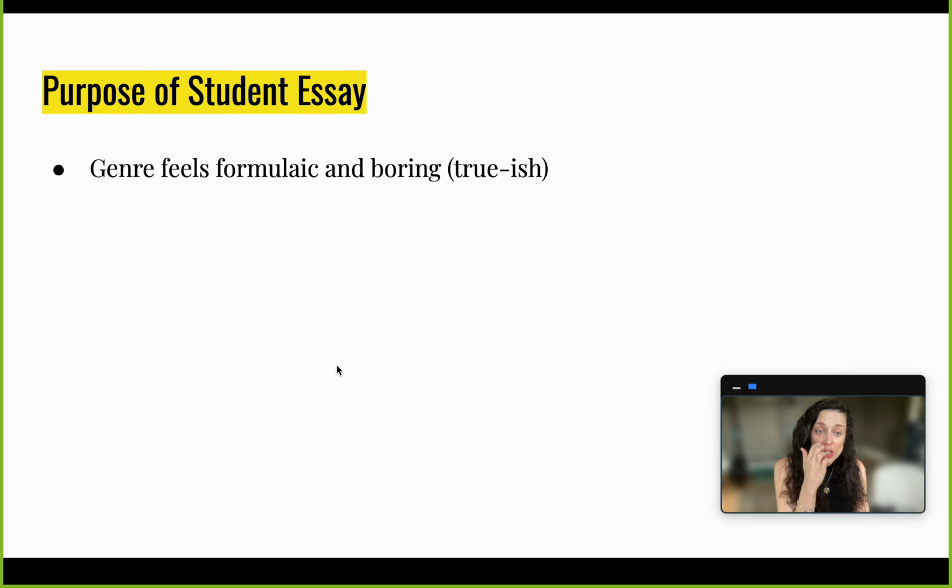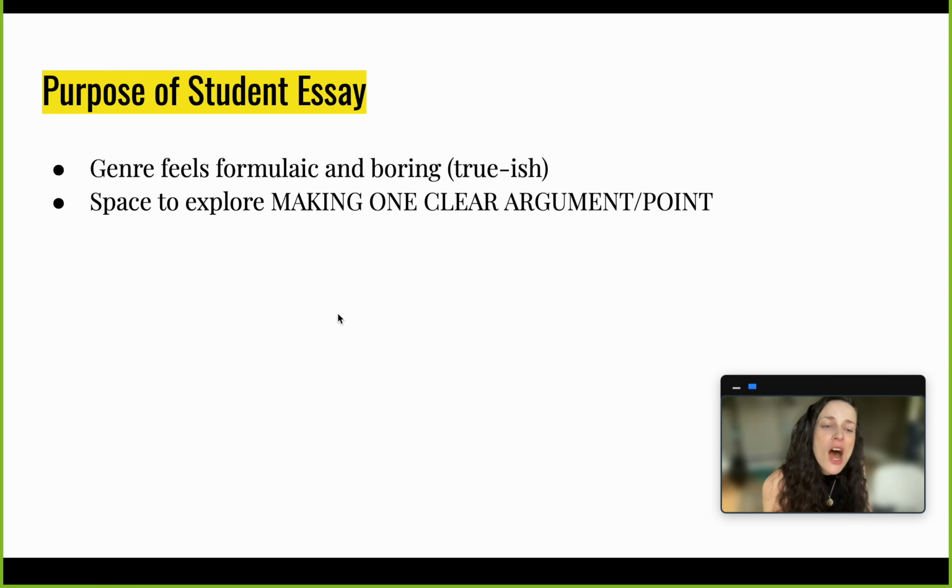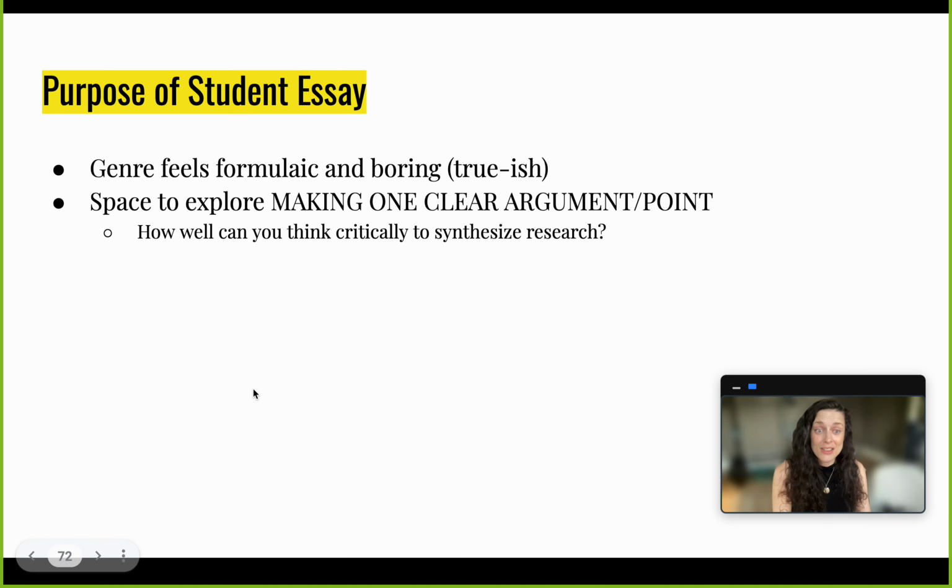So just so that we're clear, the genre of student essays, you've probably written them in high school, maybe even middle school. You might say, what's the point? It's kind of formulaic, it's a little bit boring. You're not wrong. That's true in many ways. But I like to look at it as a space to figure out, if I had to make one clear point, one clear argument, how would I structure my thinking and my words to make it very clear what I was trying to express?